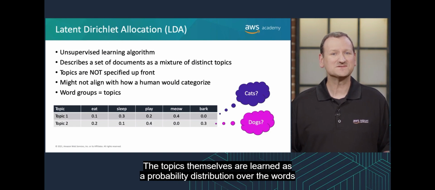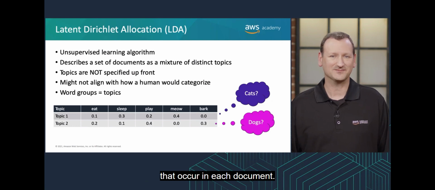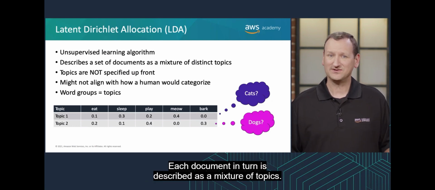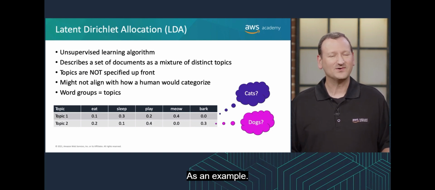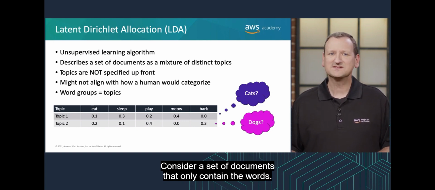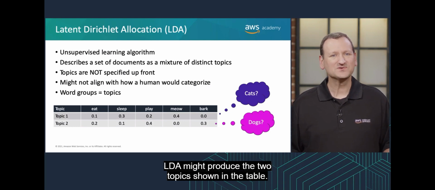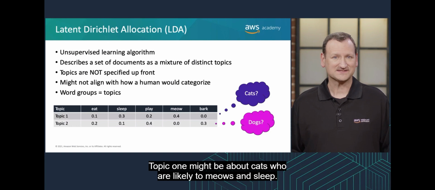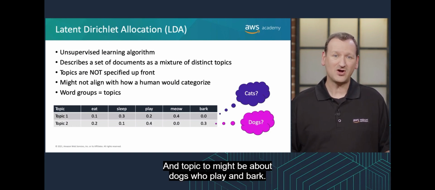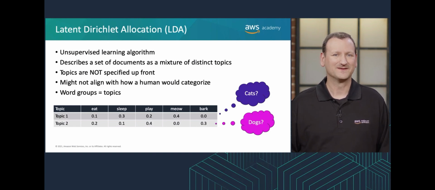The topics themselves are learned as a probability distribution over the words that occur in each document. Each document, in turn, is described as a mixture of topics. As an example, consider a set of documents that only contain the words eat, sleep, play, meow, and bark. LDA might produce the two topics shown in the table. Topic 1 might be about cats, who are likely to meow and sleep. And topic 2 might be about dogs who play and bark.